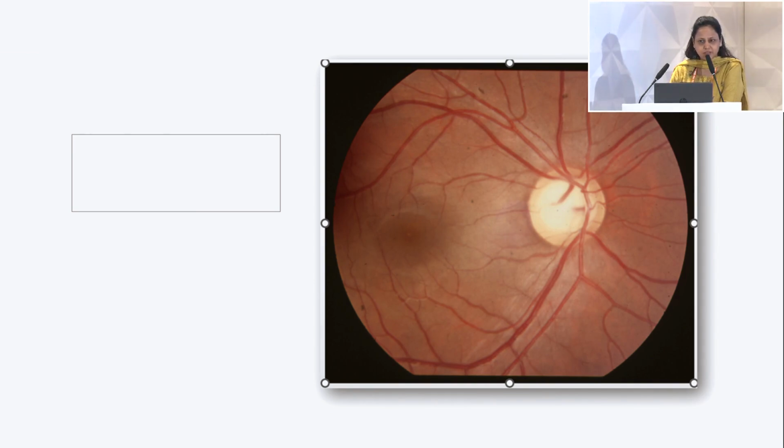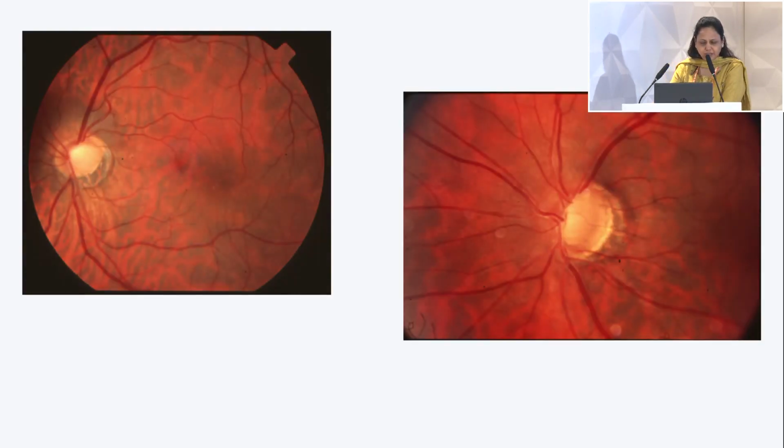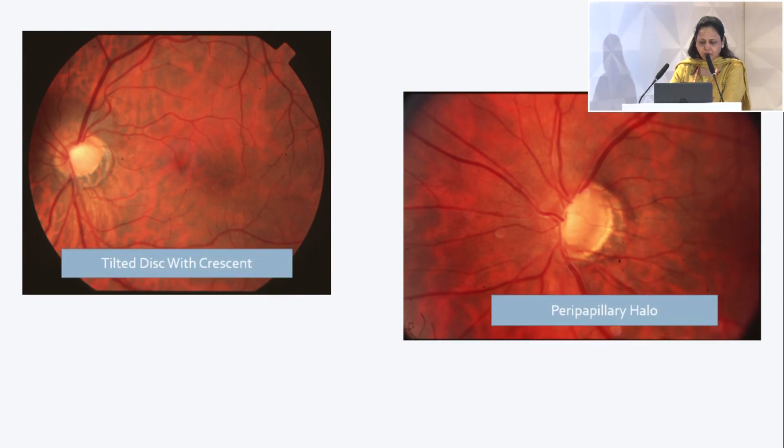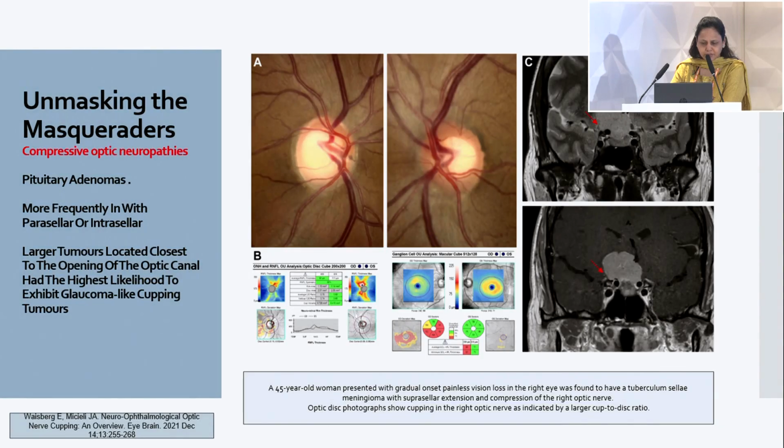We have been talking about the glaucomatous and the non-glaucomatous cupping. What do we think about it? Most commonly known as cupping only, but actually it is a physiological cupping, which is seen the majority of the time in myopic eyes. Different variants of the ONH, that is tilted disc with a crescent, or a peripapillary halo. So when you talk about the 5 rules for evaluation of the optic disc, if you follow these rules, you are never going to get confused between glaucomatous and non-glaucomatous cupping.